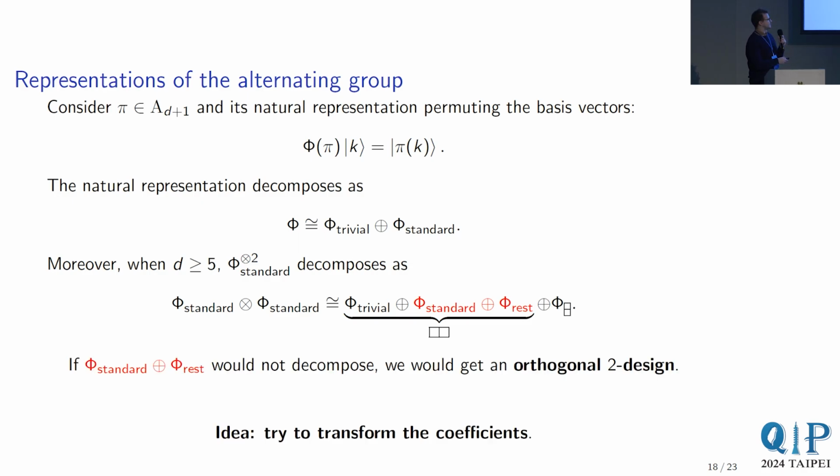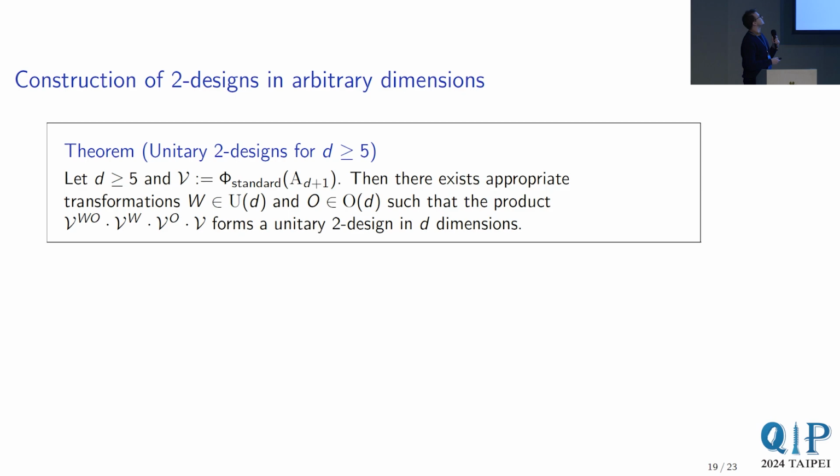And the idea is that the standard representation here and the rest representation, which are irreducible again, if they did not decompose, then we would get an orthogonal 2 design, because it looks like the orthogonal 2 design which I have shown before. And we need to, again, transform the coefficients accordingly. So the statement is that we can do that. We can find this orthogonal transformation, which leaves the trivial and the antisymmetric subspace invariant, and by conjugating this set with it, we will get an orthogonal 2 design.